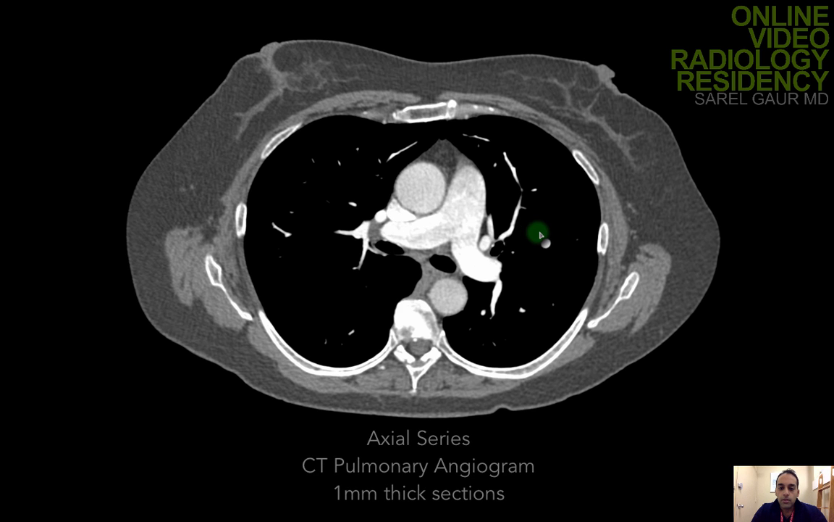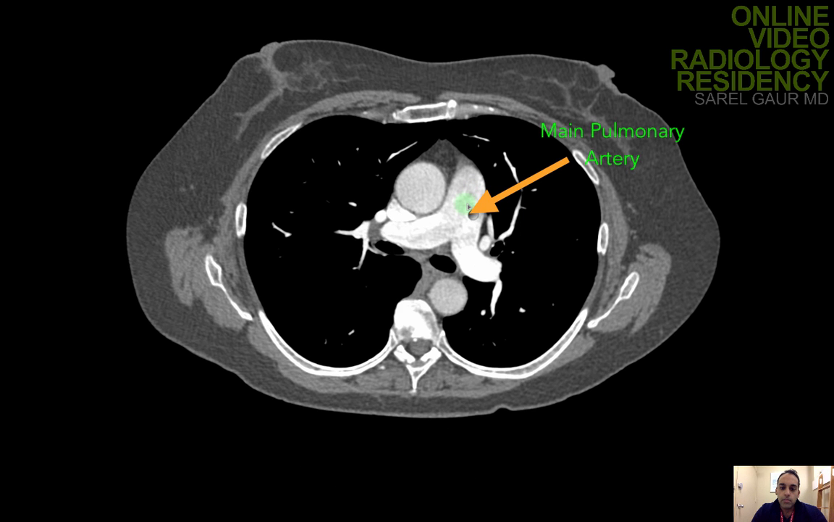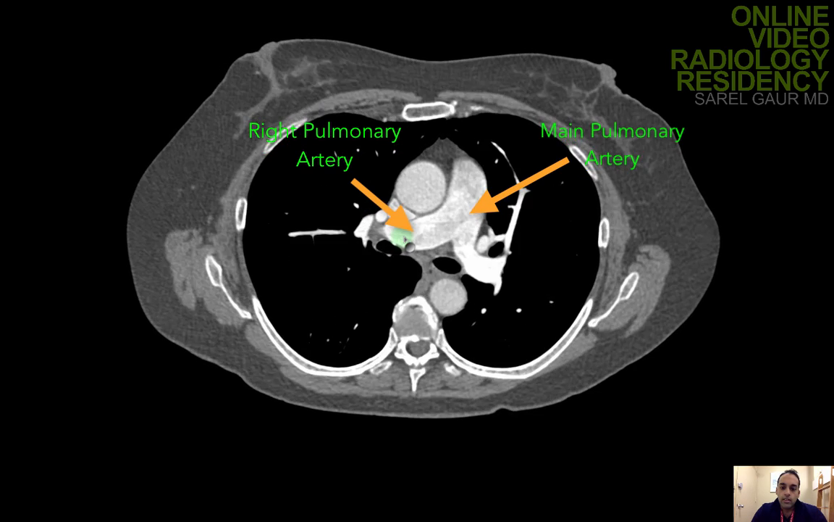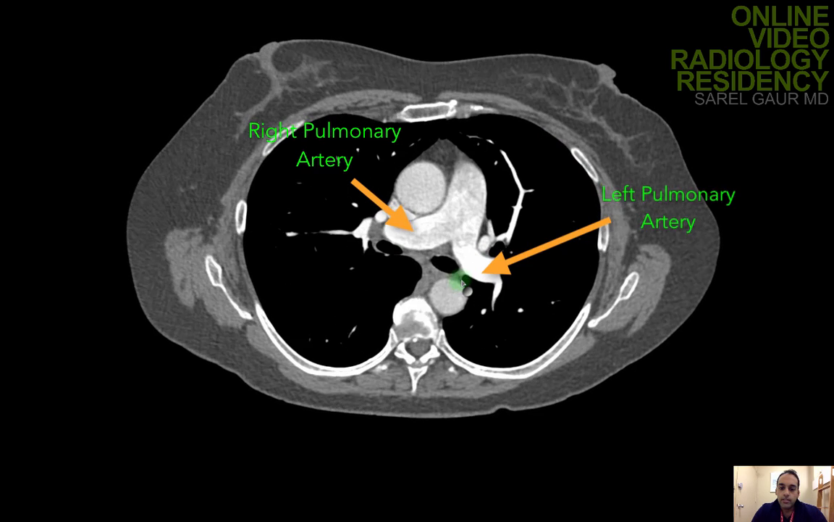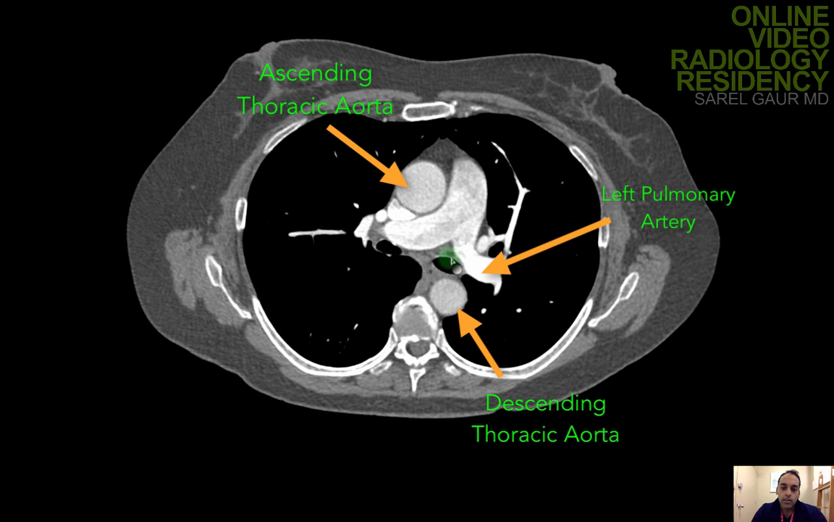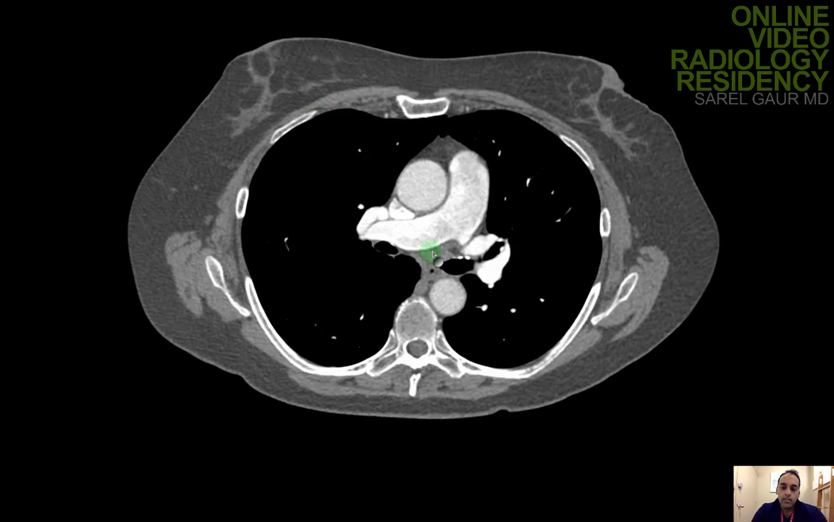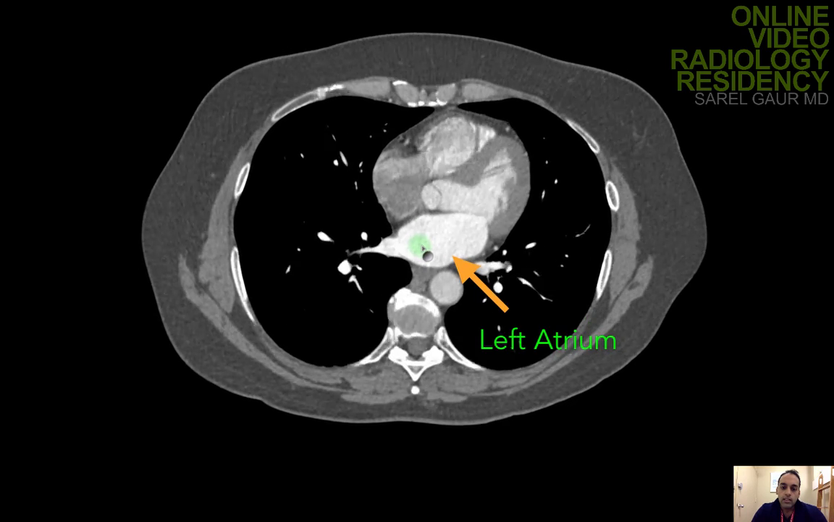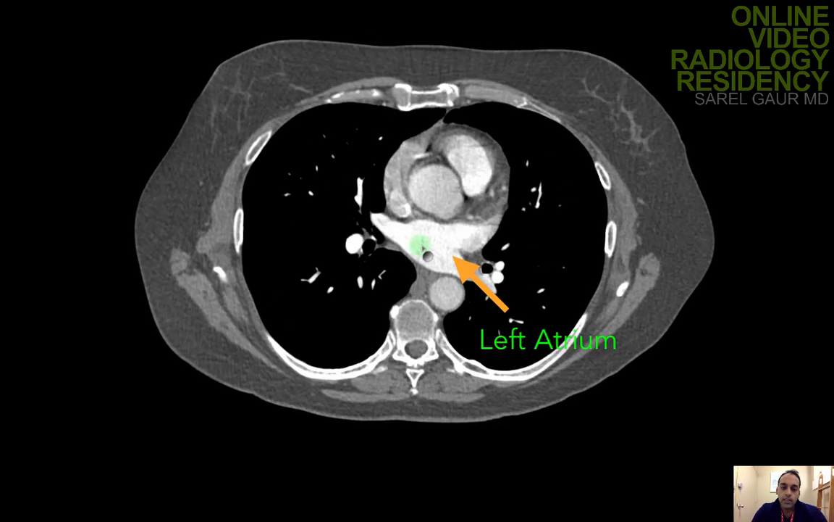First thing I do is I want to review some of the normal anatomy here. This is the main pulmonary artery. Here's the right pulmonary artery, you can see there. And this is the left pulmonary artery. Other things here, I have the aorta here, the ascending and the descending here. The other main structure I want to look at is basically the left atrium, which is here. The left atrium receives the pulmonary veins.